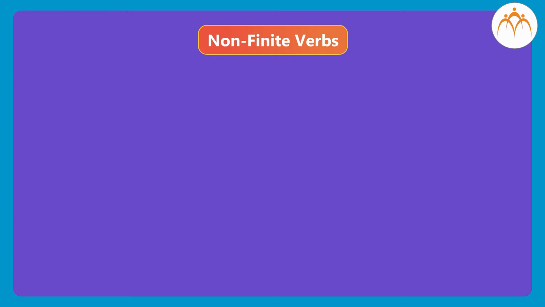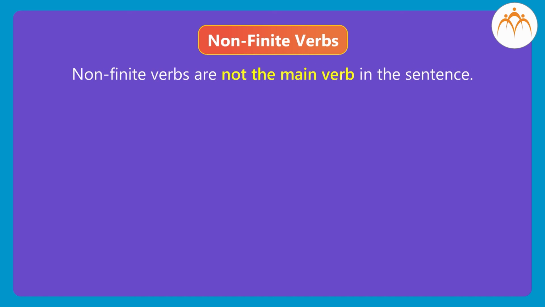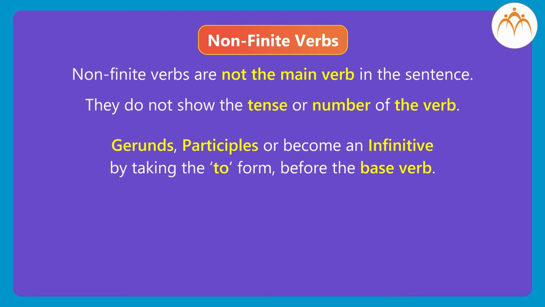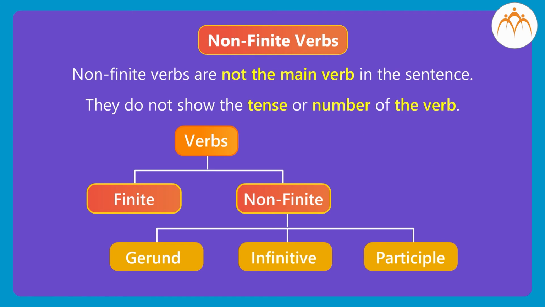Non-finite verbs. Unlike finite verbs, non-finite verbs are not the main verb in the sentence. They do not show the tense or number of the verb. Being multifunctional, they can either be gerunds or participles or become an infinitive by taking the 'to' form before the base verb. In short, the family tree of a verb can be shown in brief as below. Verb, finite, non-finite. Non-finite, gerund, infinitive, participle.